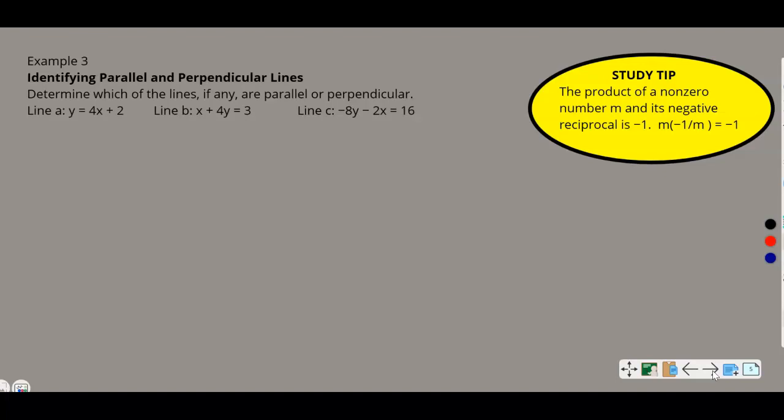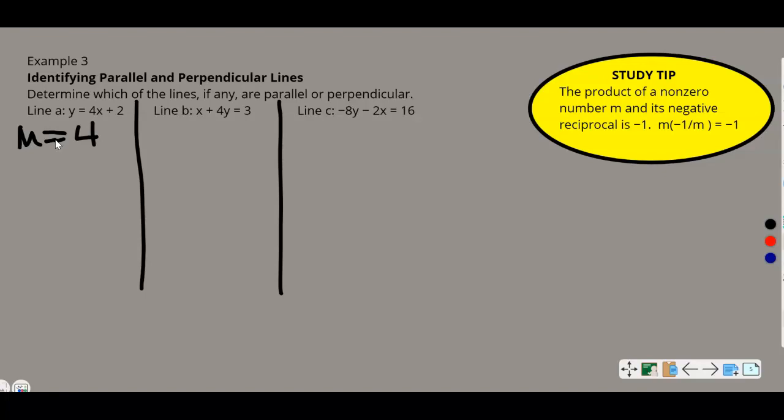Example 3, identifying parallel and perpendicular lines. Determine which of the lines, if any, are parallel or perpendicular. All right, so the first thing we're going to do is identify the slope of each line. Line A is in slope-intercept form, so y equals 4x plus 2. We know the slope is 4, so that is the easiest way to determine a slope, if it's in slope-intercept form. Line B is in standard form, and line C is as well.